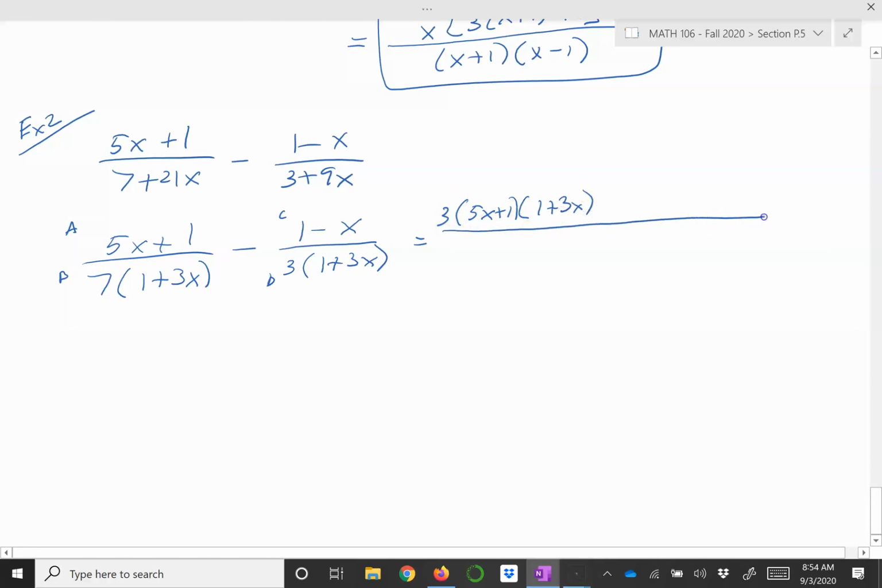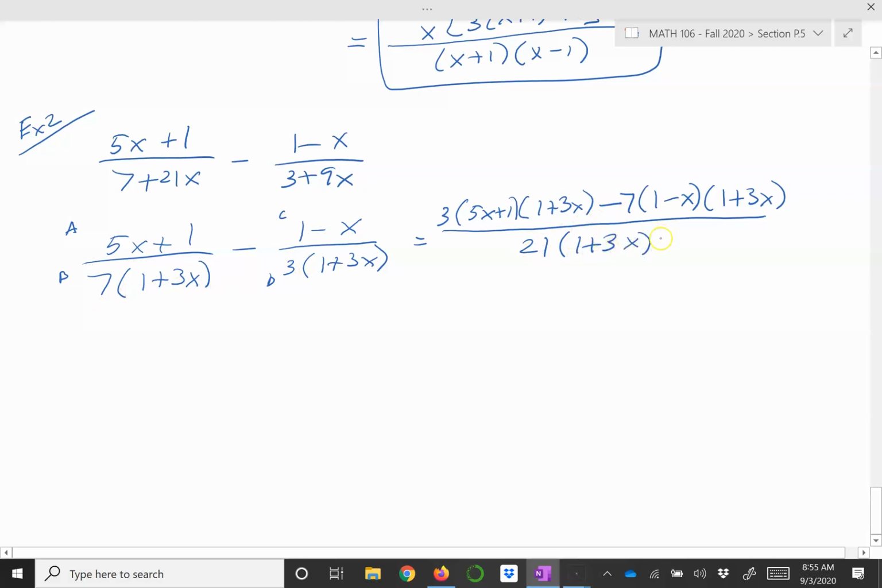Okay, we're going to be subtracting. So we're subtracting C times B. So 1 minus x times, and I'll put the 7 out front, times 1 plus 3x. And now all we said we were going to do with the denominators was B times D. So we have 7 times 3, so that's going to give us 21 times 1 plus 3x.